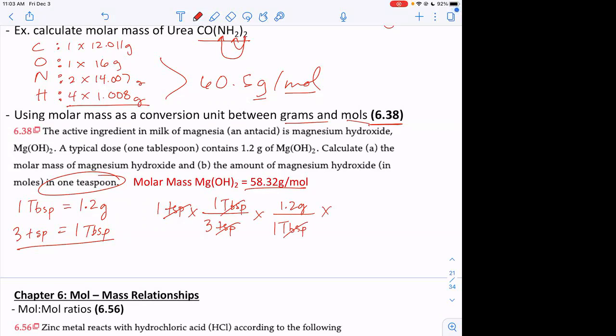We're almost to moles. Here's where we're going to use molar mass as a conversion factor. So here, right here is where we plugged in the molar mass to use it to convert from grams to moles. Okay, so it's just an example of a problem. I think this is a great problem. Several steps here.